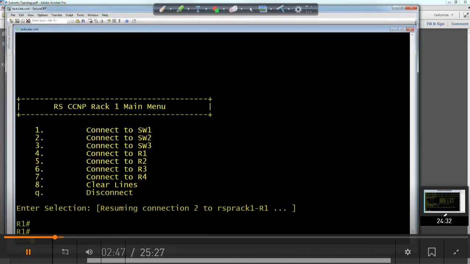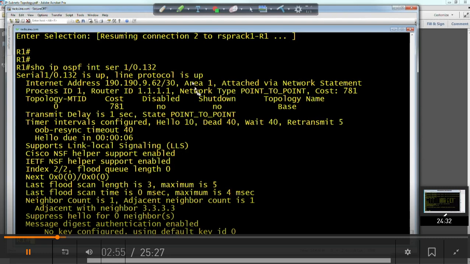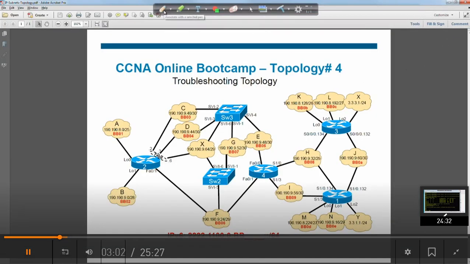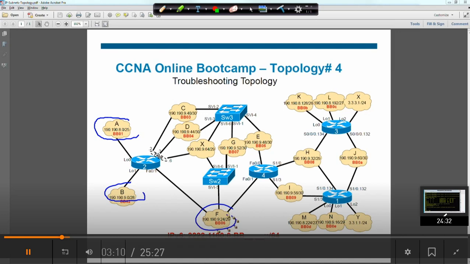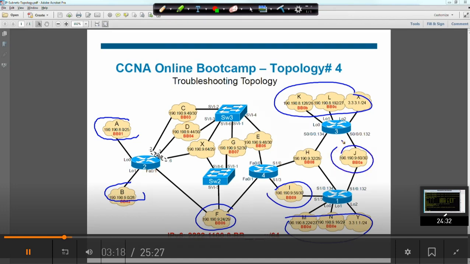We'll go into router 1 here, show IP OSPF interface serial 1/0.132. And yep, it is point-to-point. So the answer to which networks will not have a designated router is A, B, F, these loopbacks here, this point-to-point network, and this point-to-point network. Those are the networks that will not have designated routers.